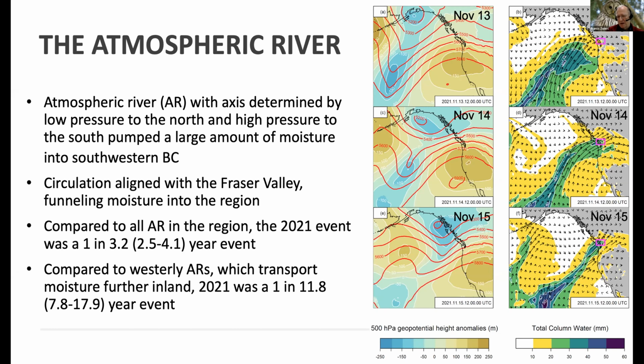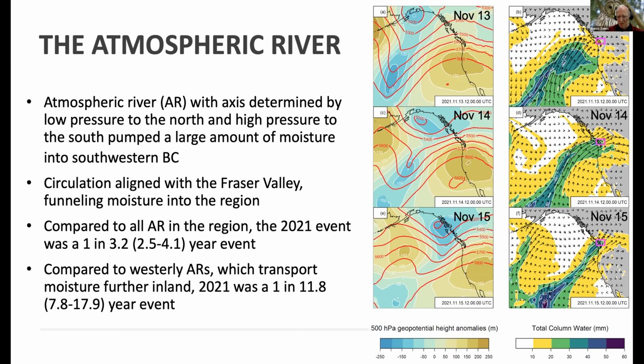And so they show that a very tight pressure gradient was set up that directed moisture from the subtropical Pacific directly into the Fraser Valley, the little box in the panels on the right-hand side on those 3 days. And so there's a very classic type of atmospheric river event. The atmospheric river itself was not that rare an event. It was estimated to be something like a 1 in 3 year event.